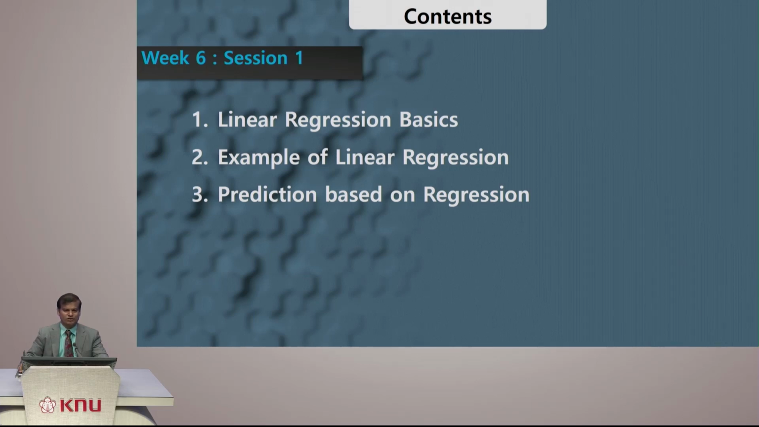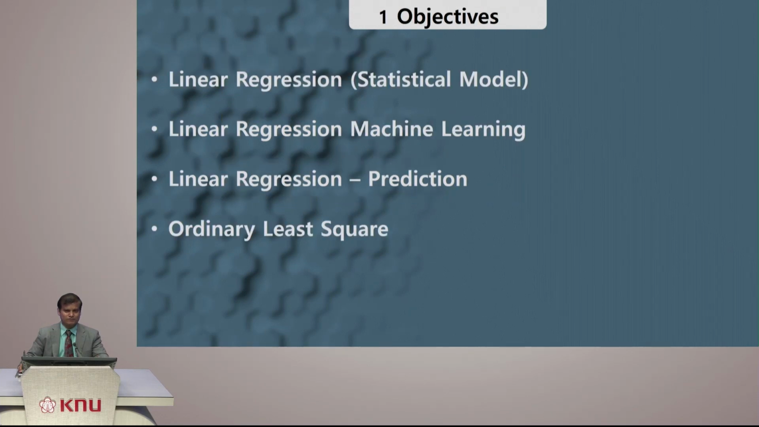We are going to discuss some basics of regression, and we are going to highlight what a linear regression is. We will see some examples of linear regressions, and moreover we are going to look at how we can predict things using the regression model. In fact, the regression model is one of the machine learning methods. So that is going to be our objective.